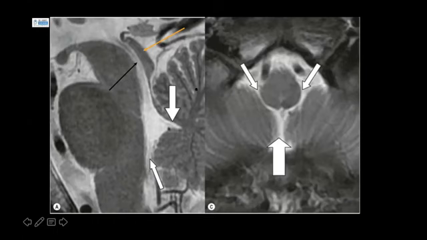So this is the cerebellum. This is our tectal plate, our superior and inferior colliculi, pineal gland, midbrain, mammillary body, pons, and into the medulla.